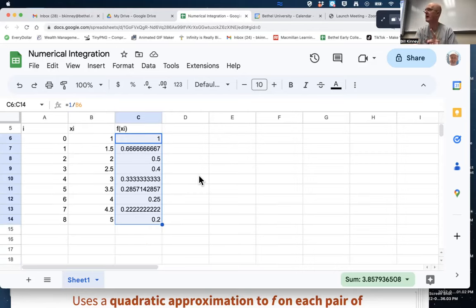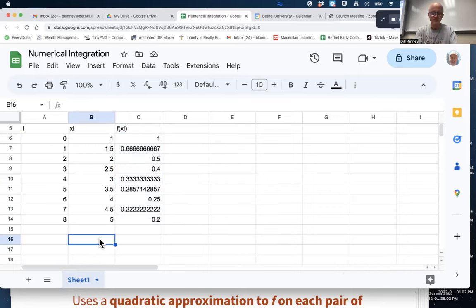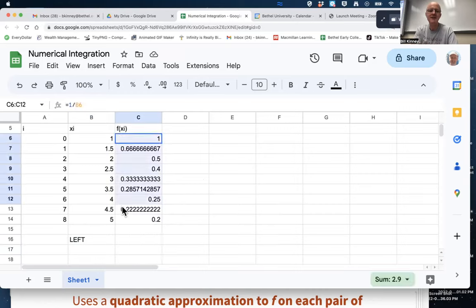Let's go ahead and do the left and right hand rules here as well. I hope it's pretty clear what to do. A left-hand rule is going to add up all the function values at the left endpoints of each of these 8 intervals and multiply times h, because you're really finding areas of rectangles in that case. Remember doing that in calculus? Starting using the left endpoint of each interval.